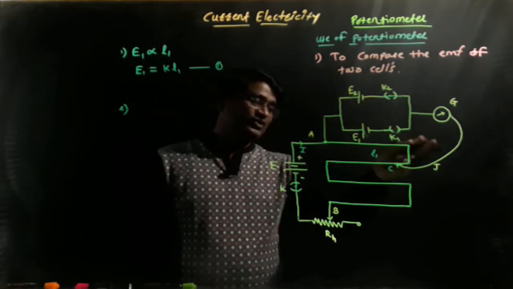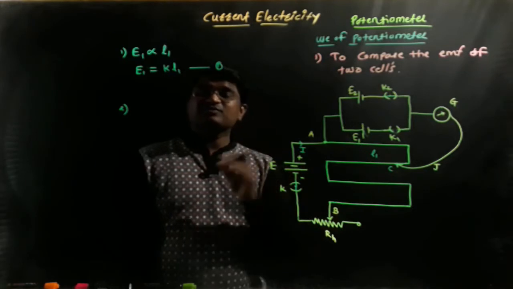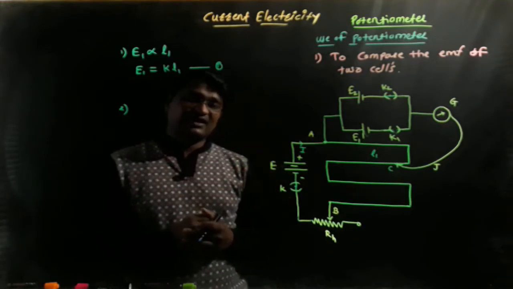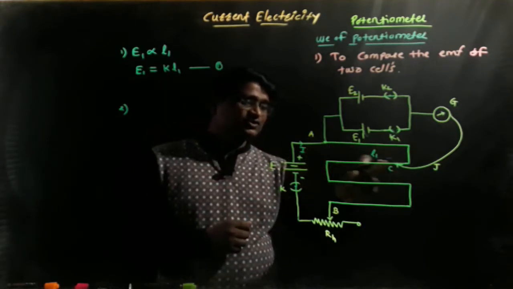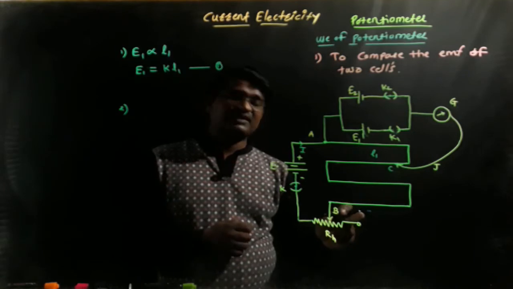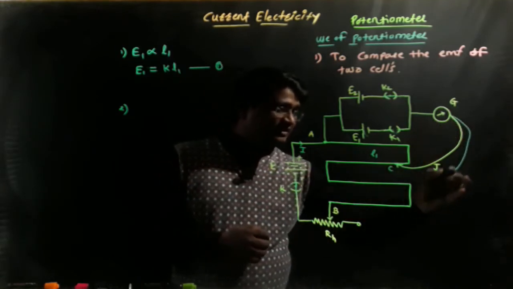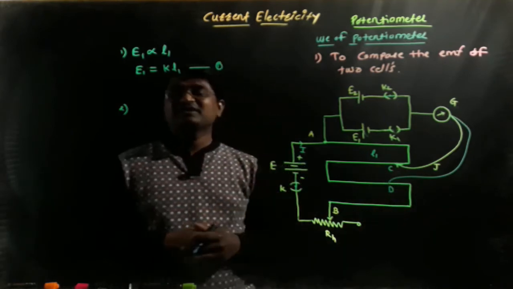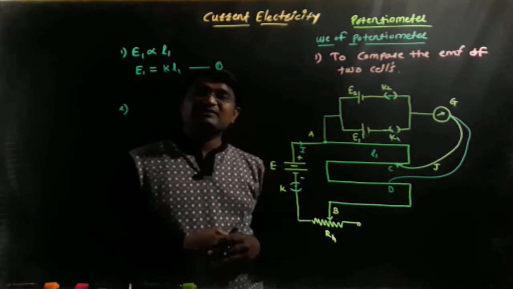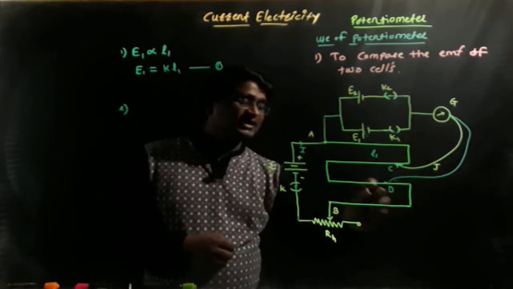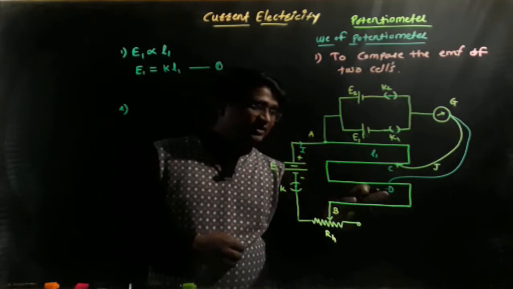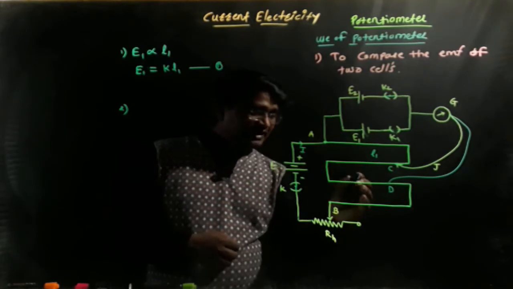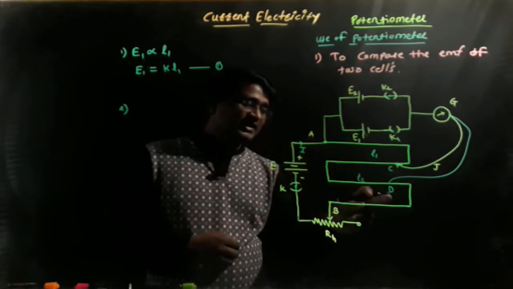Again, the jockey touches the points A and B and we observe the deflection of the galvanometer, and the deflection is exactly opposite. So again we touch the jockey at different points on the potentiometer wire AB, and imagine that when the jockey touches the point D, we again find the null point. The circuit is totally balanced. We find the null point when the jockey touches the point D. So the total potential of the wire AD is denoted by E2, and the length of wire AD will be denoted by L2.